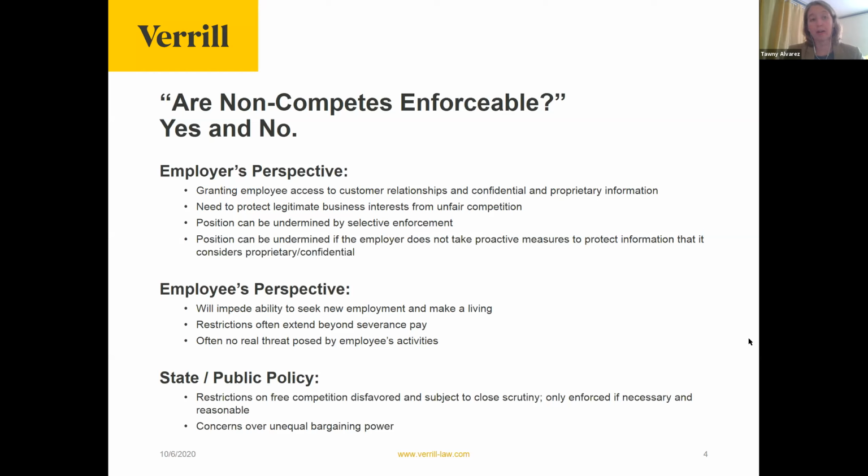Are we an organization that requires every single employee who joins our organization to sign a non-compete agreement, but then we only enforce it against our C-level team members, or many of our employees don't receive any confidential information despite the fact that we're asking them to sign one of these agreements? So consider your history as an organization, whether or not you've selectively enforced. Also, the position can be undermined if the employer does not take proactive measures to protect information that it considers proprietary and confidential. If there's not locks on files, on physical documents, those type of things, that's going to decrease the enforceability likely of a non-compete based off of this idea of confidentiality.